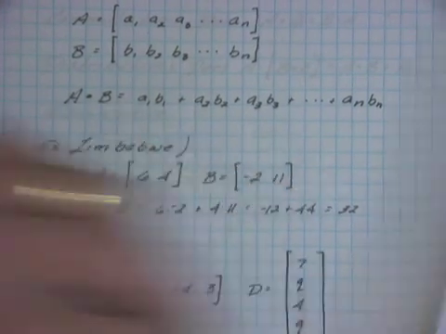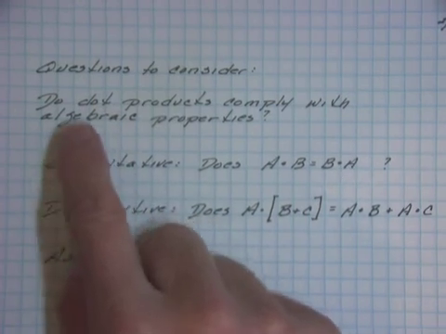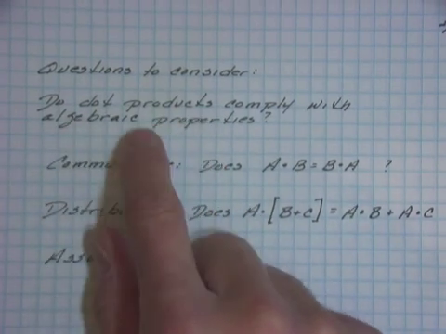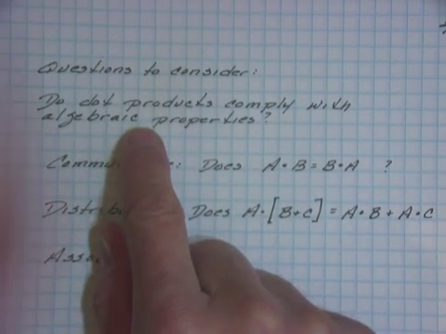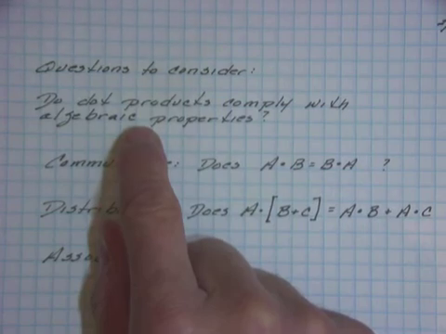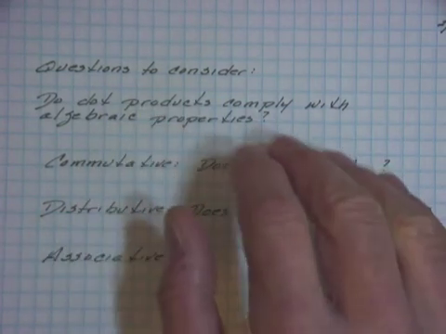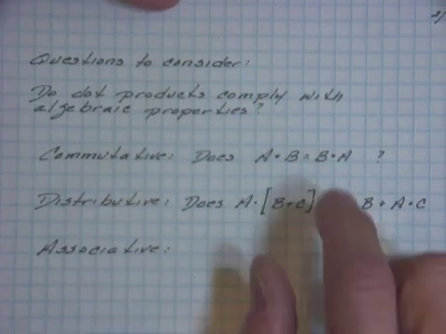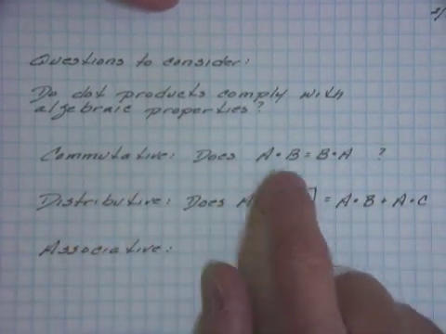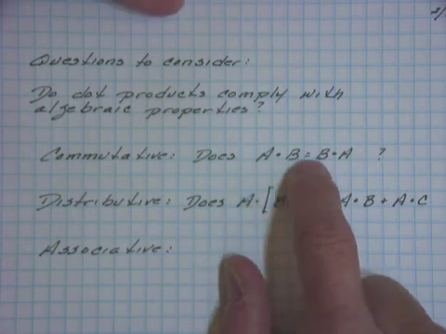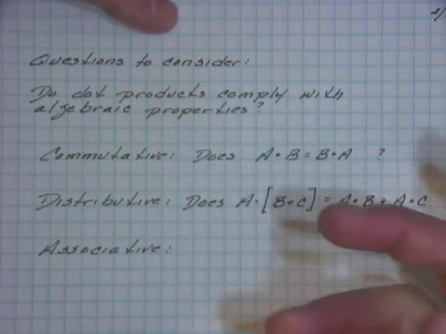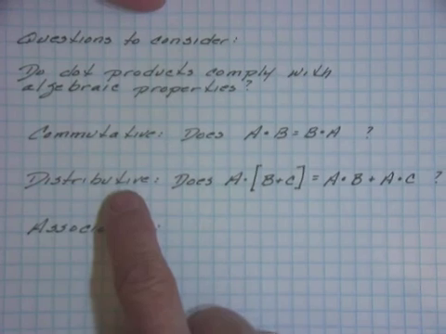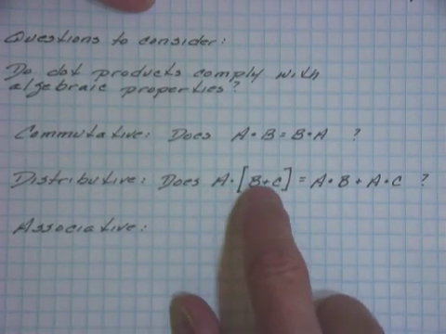But I have some things I really want you to think about, okay? So I'm going to leave this to you to consider. So questions to consider. Do dot products comply with algebraic properties? You remember all your algebraic properties? Commutative, distributive, associative, all those? Well, when we're doing dot products, do they comply with those algebraic properties? For instance, commutative property. Is A dot B equal to B dot A?